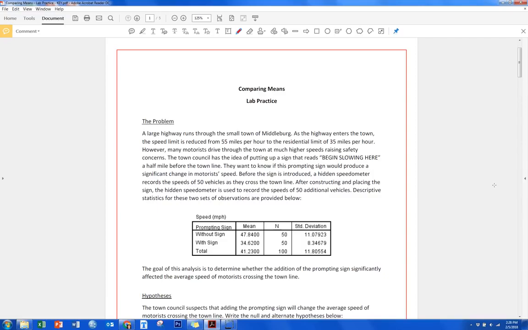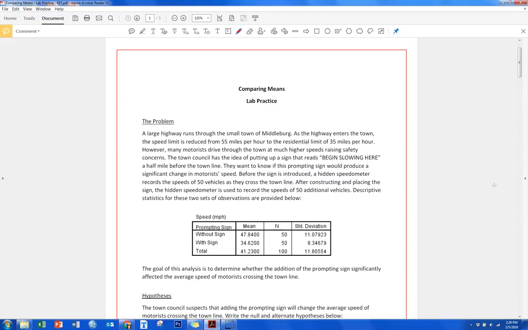However, many motorists drive through the town at much higher speeds, raising safety concerns. The town council has the idea of putting up a sign that reads, "Begin slowing here," a half mile before the town line. They want to know if this prompting sign would produce a significant change in motorist speed.